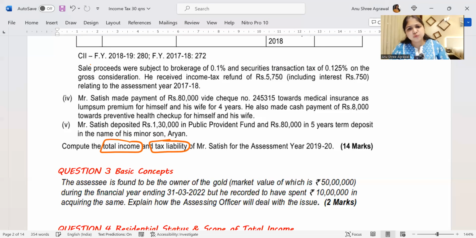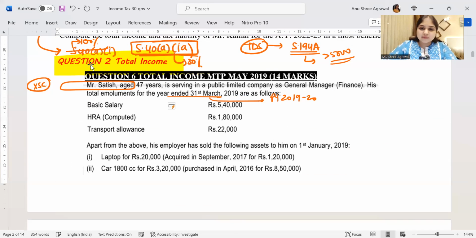Tell me, do I have to think about 115BAC here? No, why not? Do they ask us which is the most beneficial? Are they asking us to follow 115BAC? So no 115BAC. Now tell me, do I have to think about AMT here? Yes, because in normal tax, AMT also plays a role. So AMT I'll have to think, but 115BAC I will not think. Okay, so let's begin now.